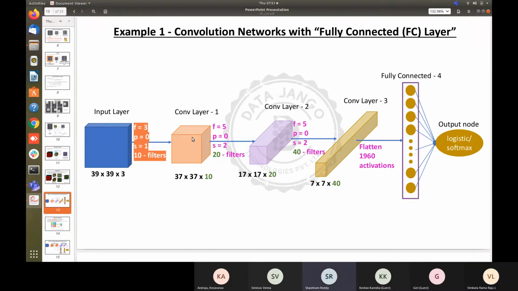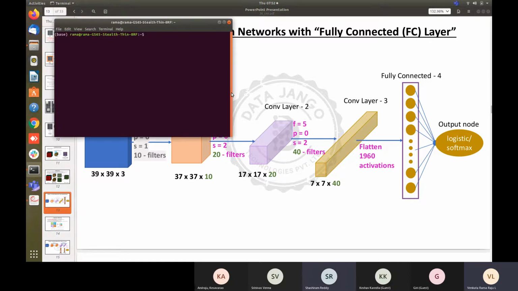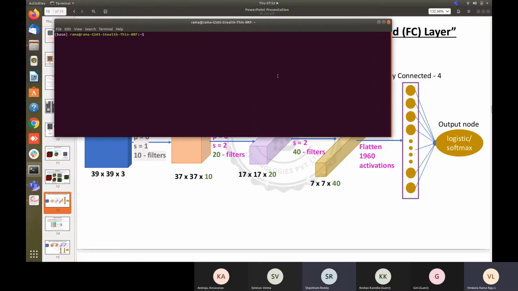So the function is only a ReLU or any other function? We can use any function. I'll show you code again. We can use any activation function.